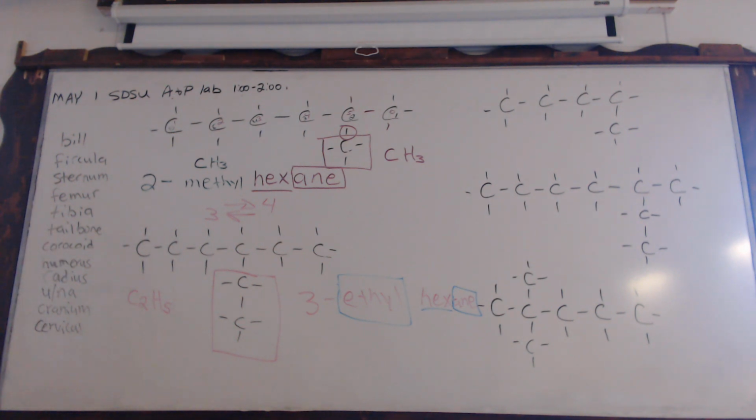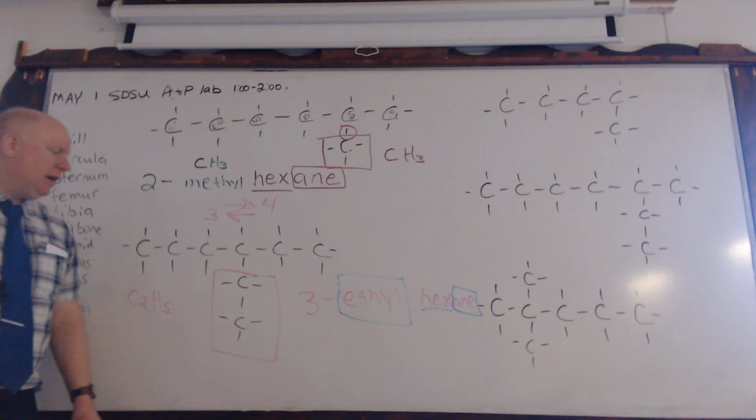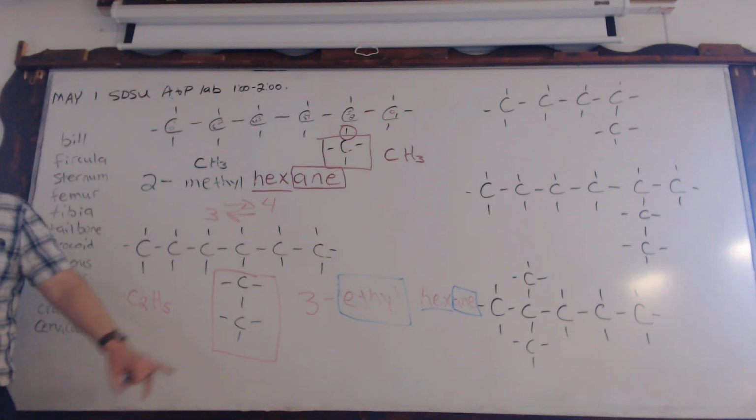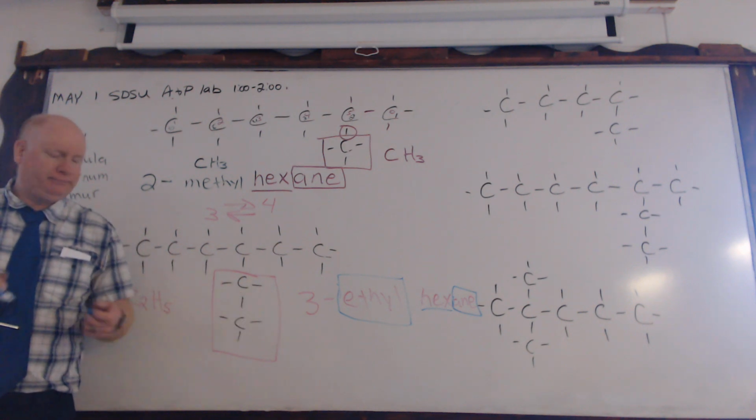And there's 2. The 2 has something to do with it. There's 2 going off the main chain, 2 other carbons. We've established that right here. And then where is that ethyl group located? On the third carbon. Right here.